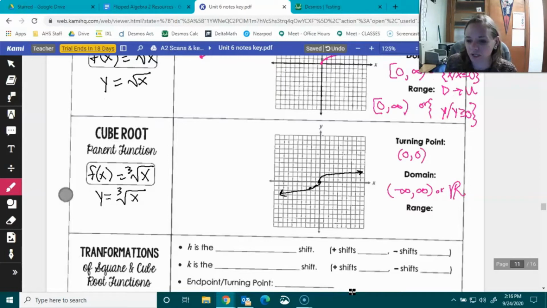The range, going down, yep. And going up, yep. So down and up are both good as well, so the range is the same.